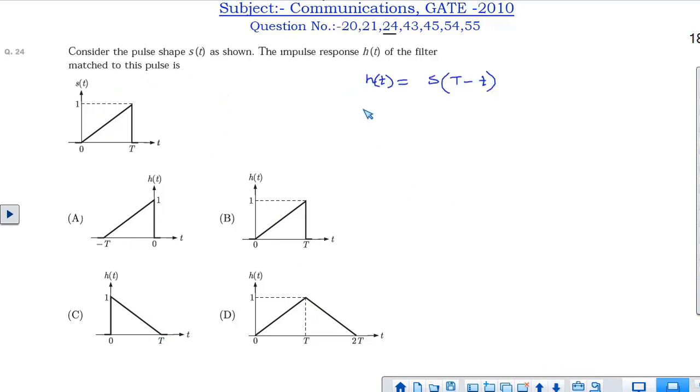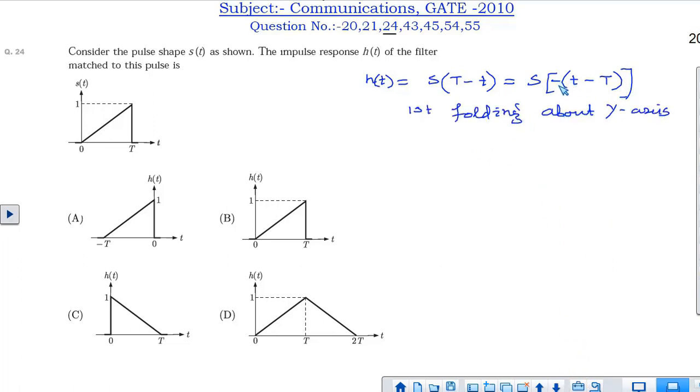So what is the matched filter response when input is s(t)? The matched filter impulse response will be s(T minus t), where T is the duration of the pulse, that is T, maximum T here. So we have to draw this s(T minus t) from this simply s(t) signal. How we will draw that? We can represent s(T minus t) in this form, that is s(minus t). If you take negative outside, then it will be looking like this. That is what are the things happening here.